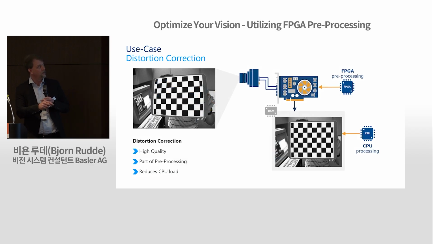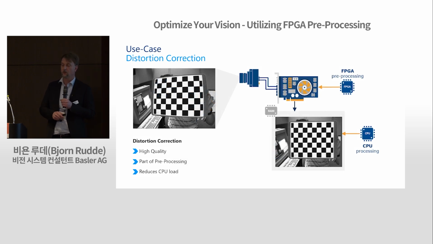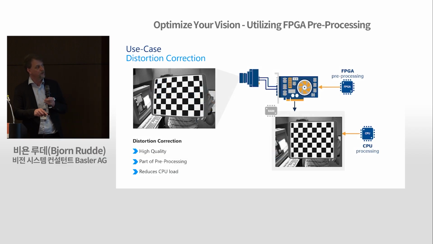You see here the distorted image. This is the corrected one. And the correction is completely calculated in the FPGA on exactly the precision level required with a very good interpolation in that case. And this reduces drastically the CPU load concerning the further processing of this corrected image. So here you can see the distortion, and this is getting corrected within the frame grabber.